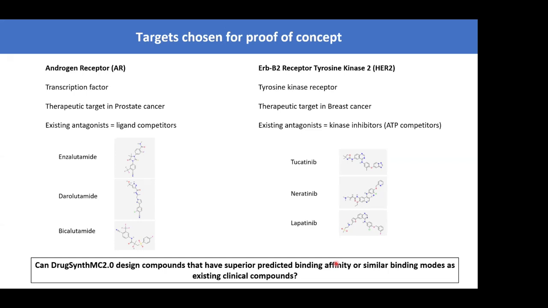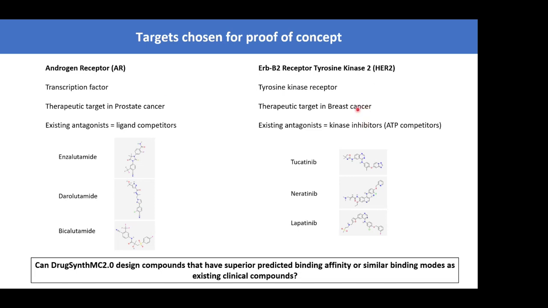So we took a step back and said, if we take proteins for which inhibitors do already exist, can our algorithm develop molecules that kind of look like the ones you would expect to target these proteins? And so we chose 2 proteins, the androgen receptor and HER2, for obvious reasons for all of us who work in cancer. So these are molecules that are involved respectively in prostate and breast cancer.